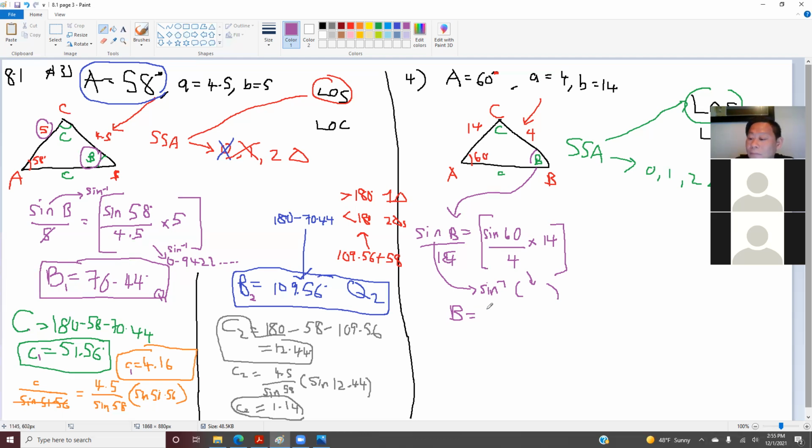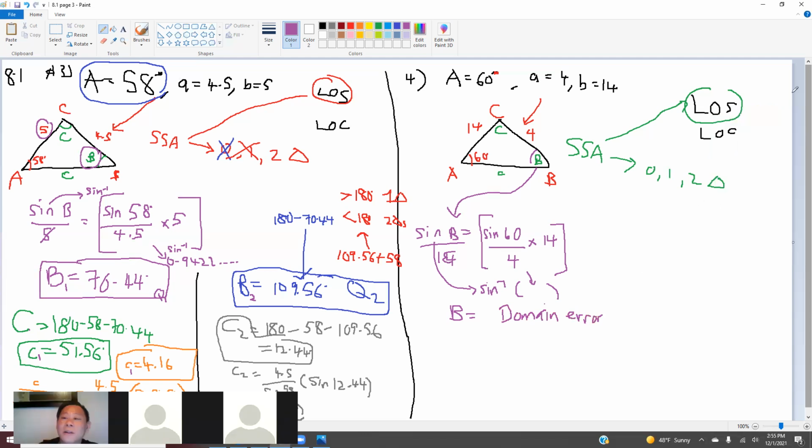Yeah, I keep getting a domain error. I get 3.03. Yes, you are correct. When you put this in your calculator, you will get the domain error. Yes, it's not a mistake. And what is the meaning when I say domain? Don't forget, you have to take the arc sine of it. What does it mean by domain error? So how many triangles do you have for this kind of case?